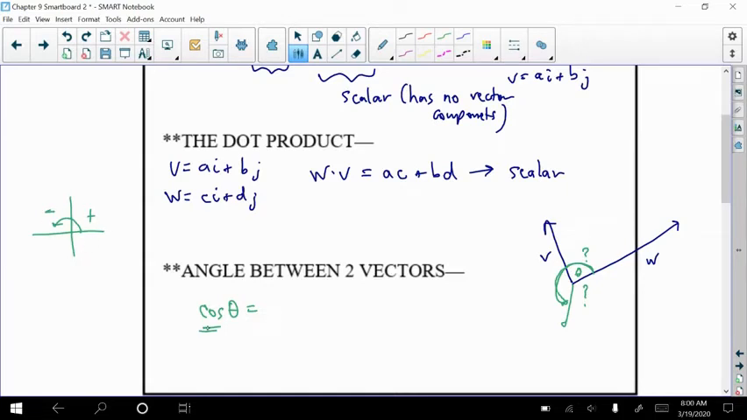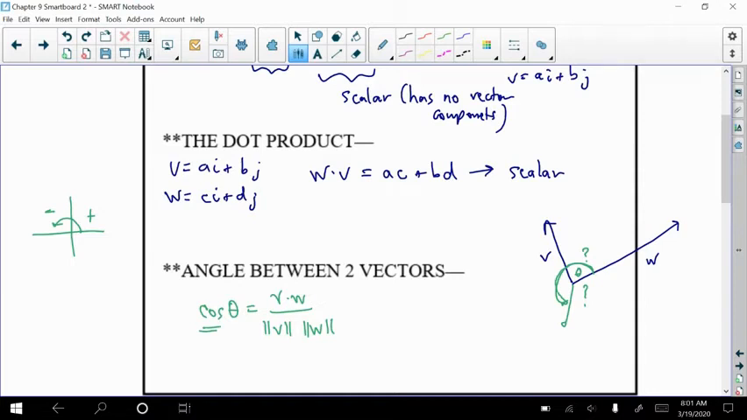Okay, so cosine of theta equals the dot product. So it would be v dot w divided out by the product of their magnitudes, v and w. And remember that the dot product is a scalar factor. The magnitudes are also scalar factors, because they're just distances. So overall, this is going to be a ratio. This ratio is going to equal the cosine of theta. So then we can inverse cosine both sides.